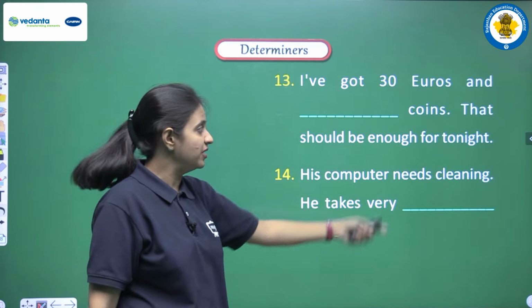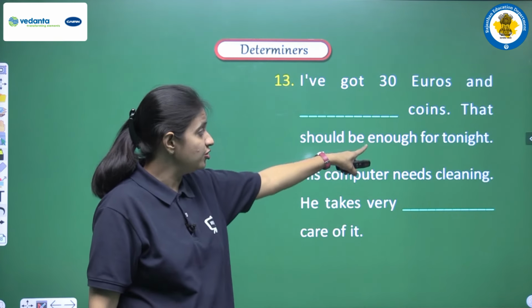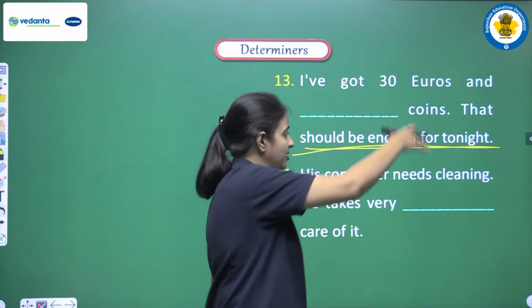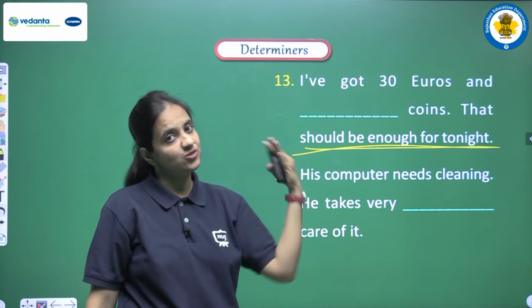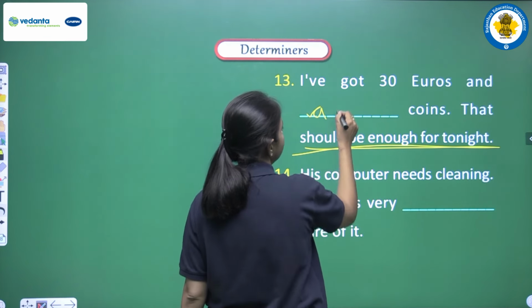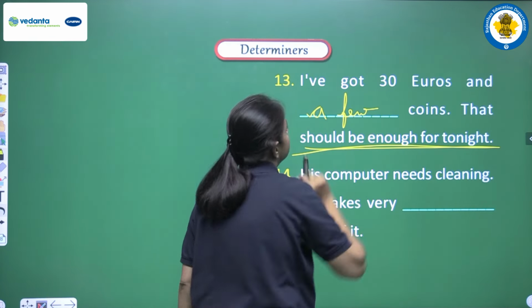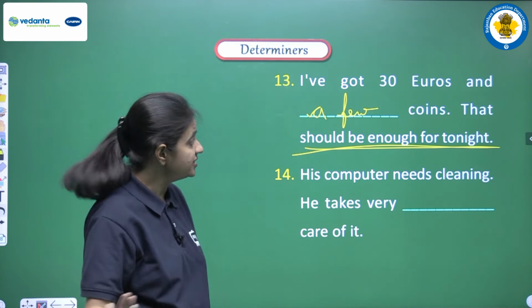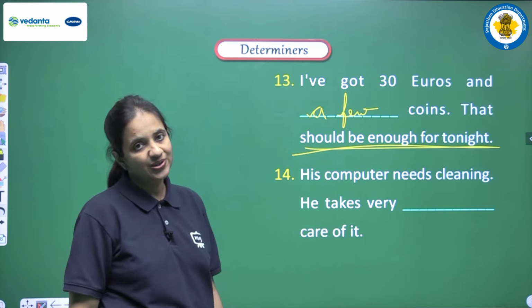Next is: I have got 30 euros and coins. Coins is a countable noun. That should be enough for tonight. So when we are trying to say that ये जो quantity है हमारे पास, that will be enough. So it means we are talking about a positive meaning. So here our answer will be a few. And the sentence will be: I have got 30 euros and a few coins, that should be enough for tonight.